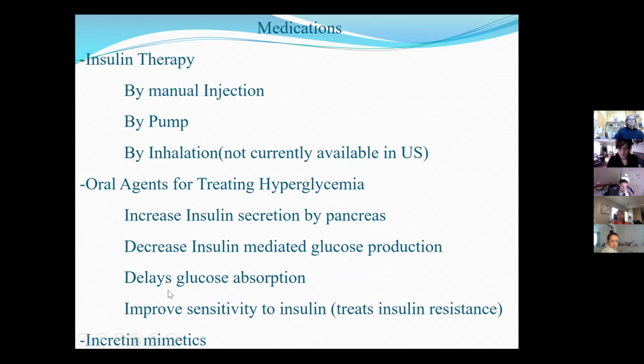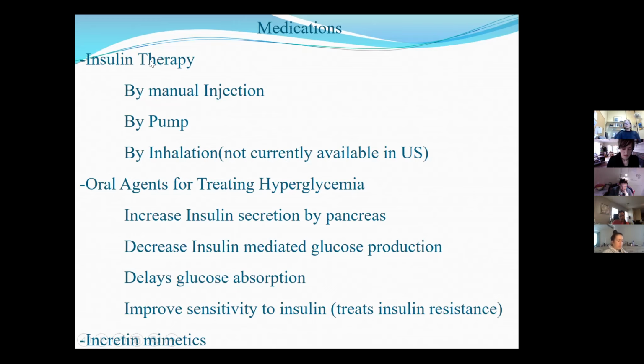So with regard to management, another circle on that management slide was medication. And certainly insulin therapy is one of the medications that is used to manage diabetes, as well as oral agents, as well as another group of medications called incretin mimetics. And I'm going to go over all of these in more depth for sure.